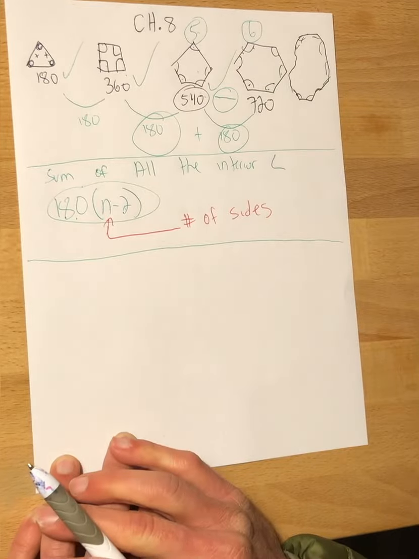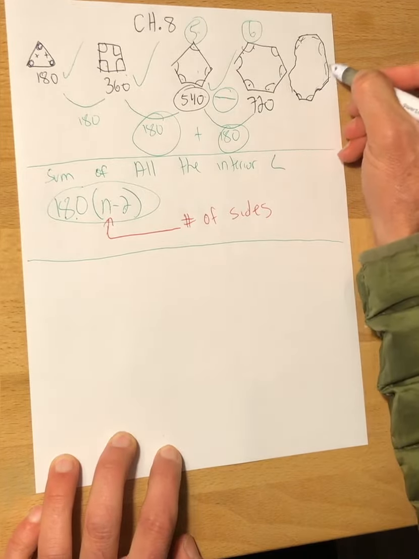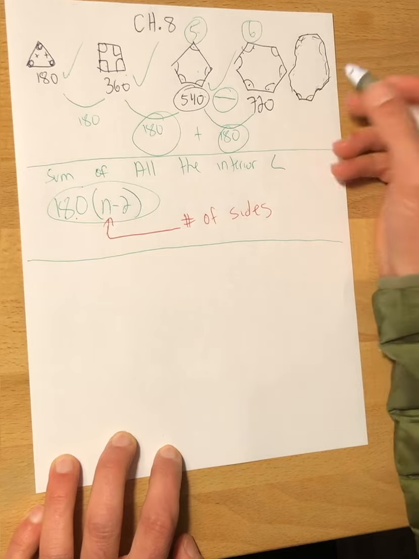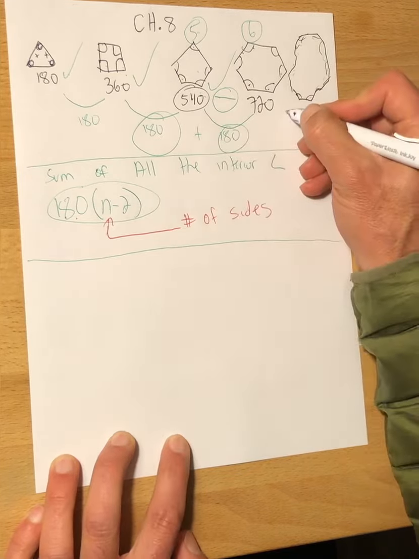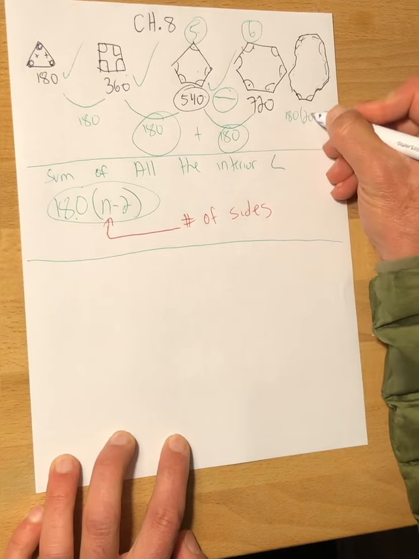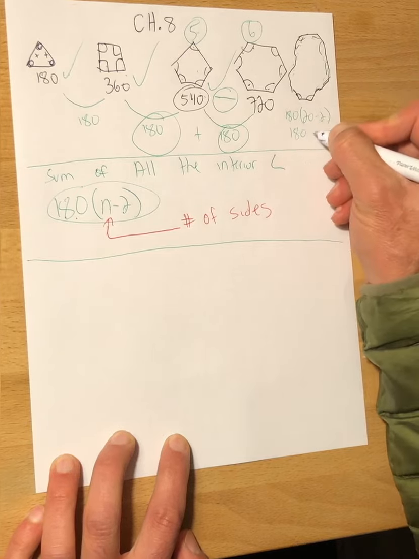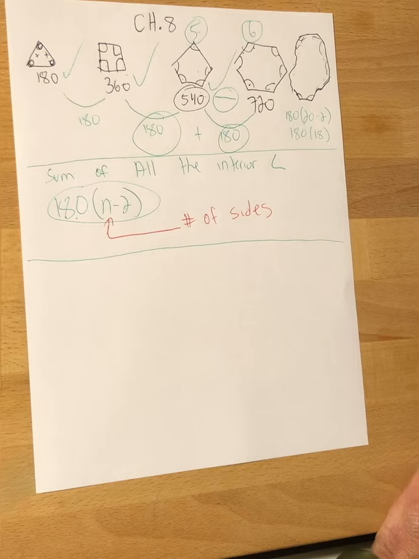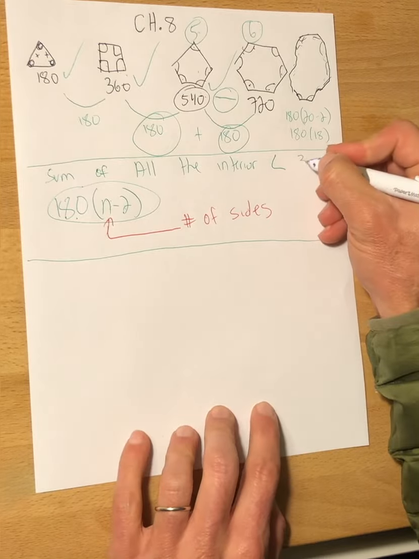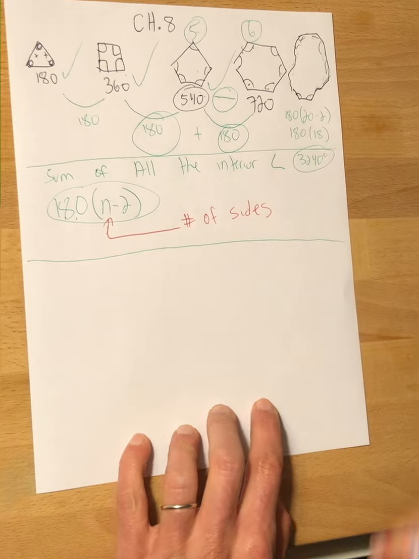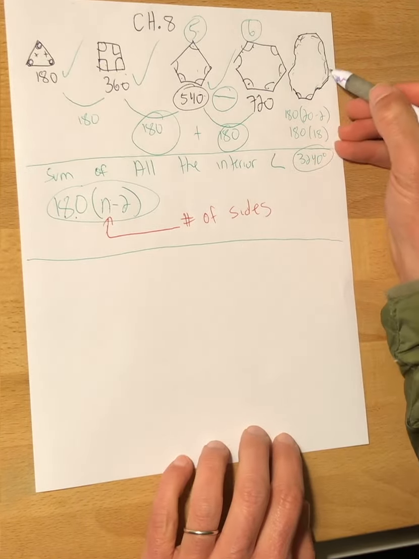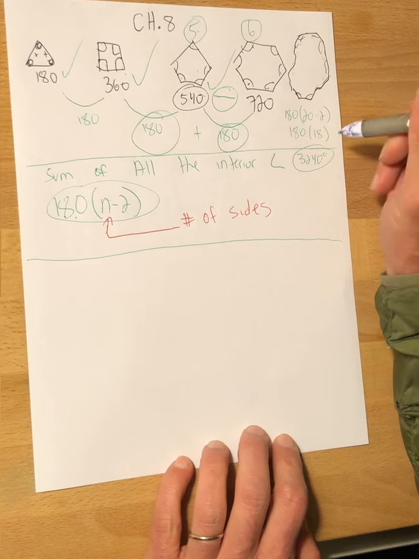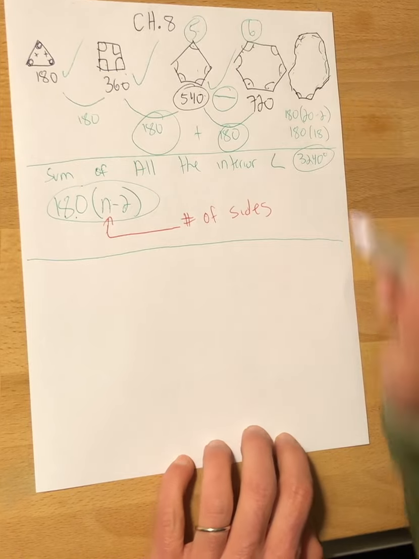That's how it works. How would I figure out what all of the 20 angles add together to give me? I would plug a 20 in here. So the math that I would do would be 180 times 20 minus 2, which is 180 times 18. On a simple calculator, 180 times 18 gives you 3,240 degrees. That means all 20 angles, no matter how big or how small they are, always add together to give you 3,240 degrees.